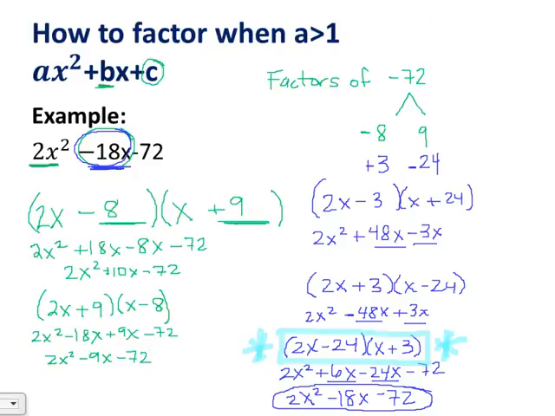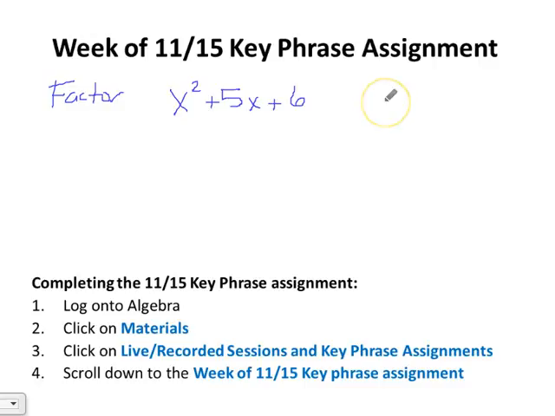So I'm going to go to the next slide, so if you need more time, go ahead and click pause. So what I want you to do for your key phrase assignment this week is you're going to factor x squared plus 5x plus 6. So remember this one, because there is no number in front, it's a 1 here, so it's just x squared. So remember, we learned a pattern that will work every time when you've got just plain old x squared. So you need to factor this, and then you are done.